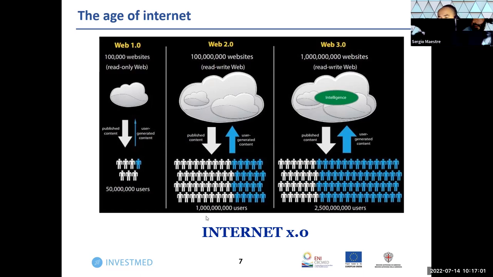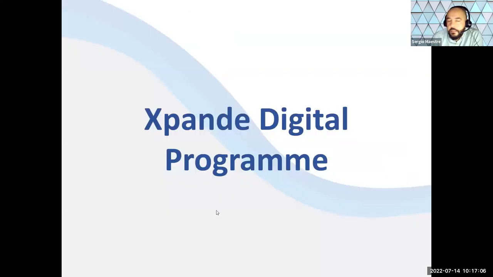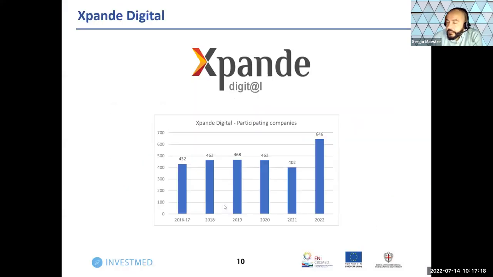After this short presentation that you already know about the age of internet and how we have changed it, I would like to explain just a little bit the Xpande Digital Program that we have developed together with the Chamber of Commerce of Spain. Just to have some ideas, in the year 2022, the Chamber of Commerce has developed more than 646 digital strategies program, okay?